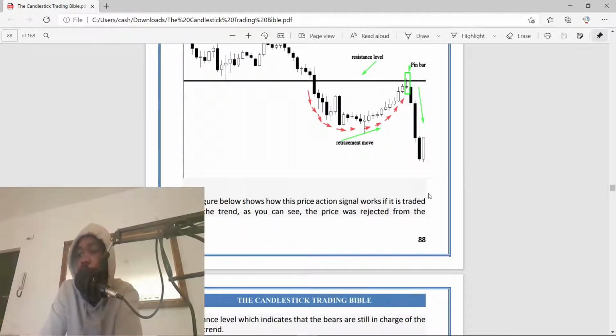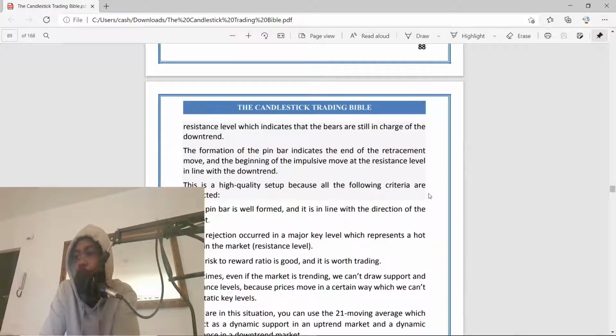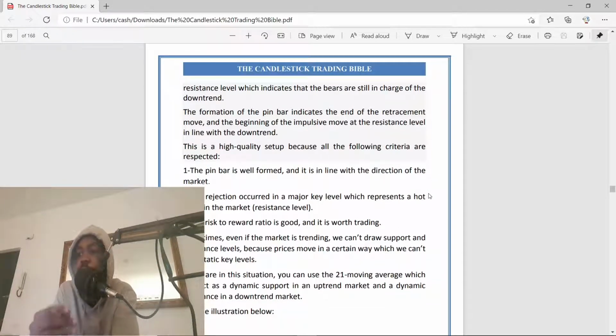So the figure below shows how this price action signal works if it's traded with the trend. As you can see, the price was rejected from the resistance level, which indicates that the bears are still in charge of the downtrend. The formation of the pin bar indicates the end of the retracement move and the beginning of an impulsive move at the resistance level, in line with the downtrend.